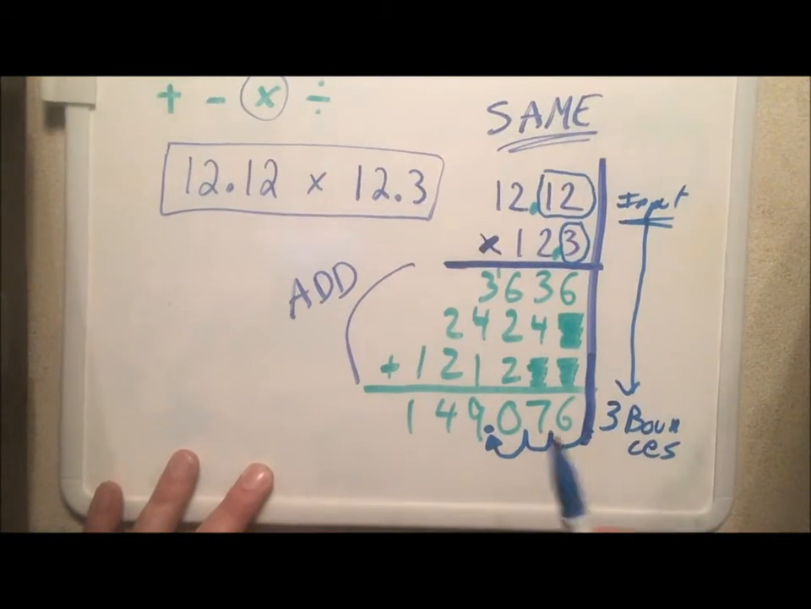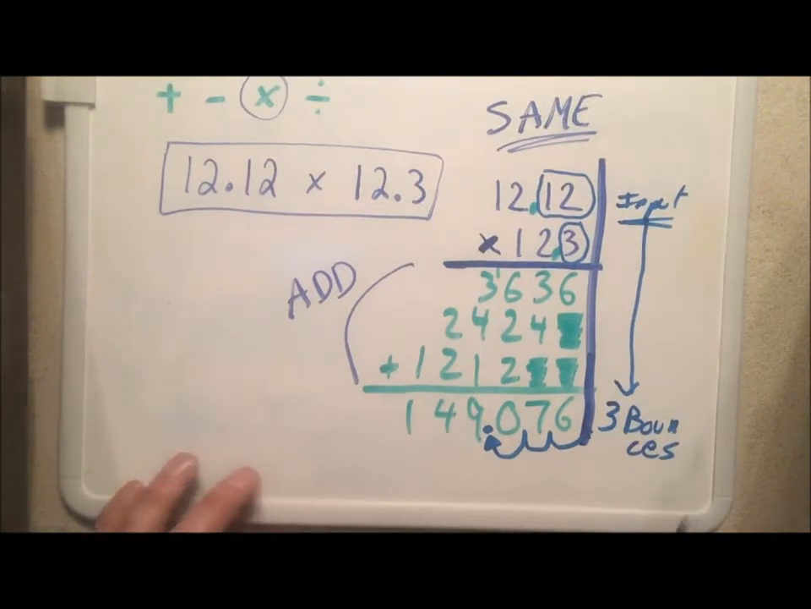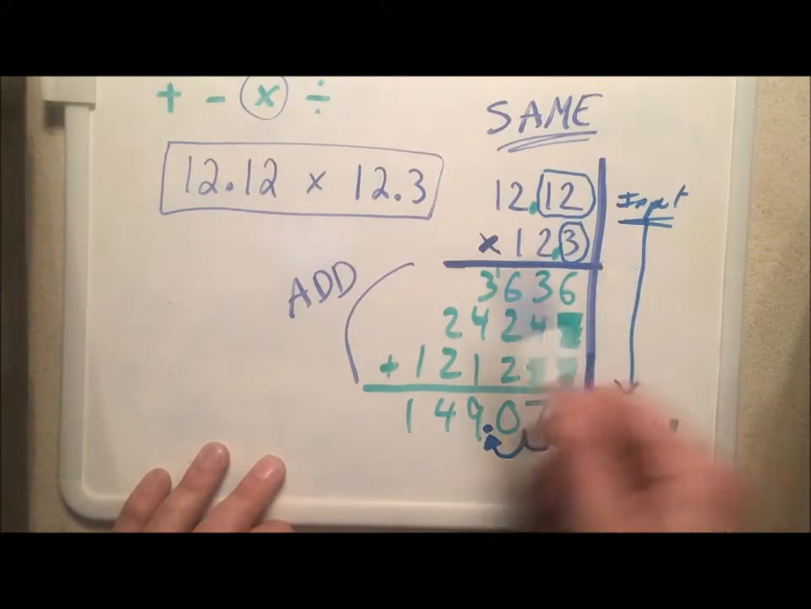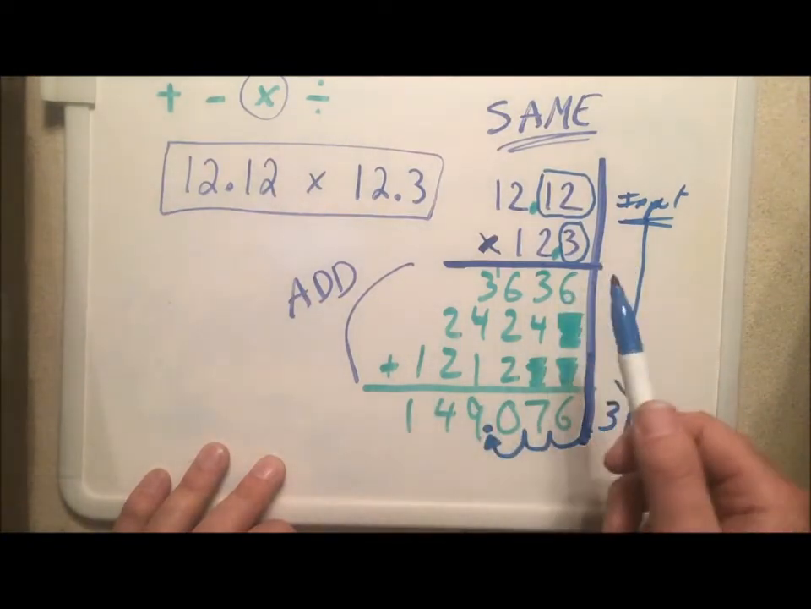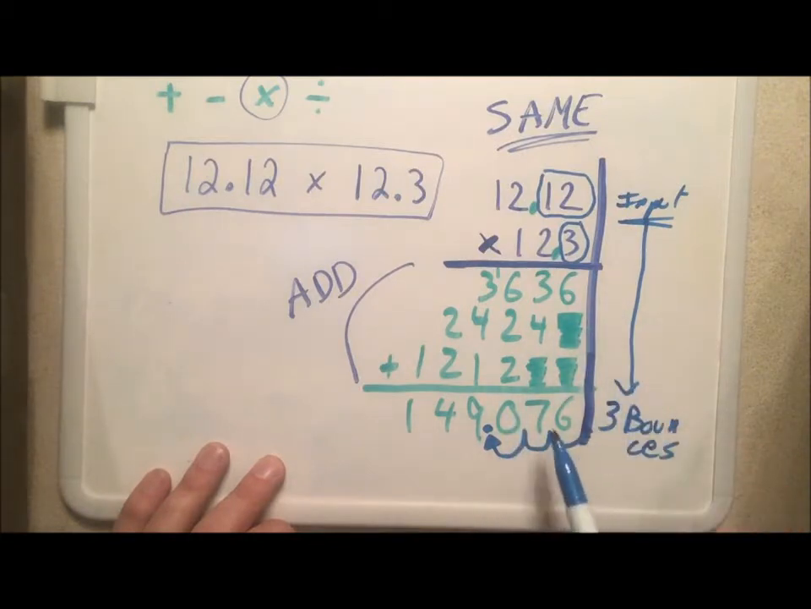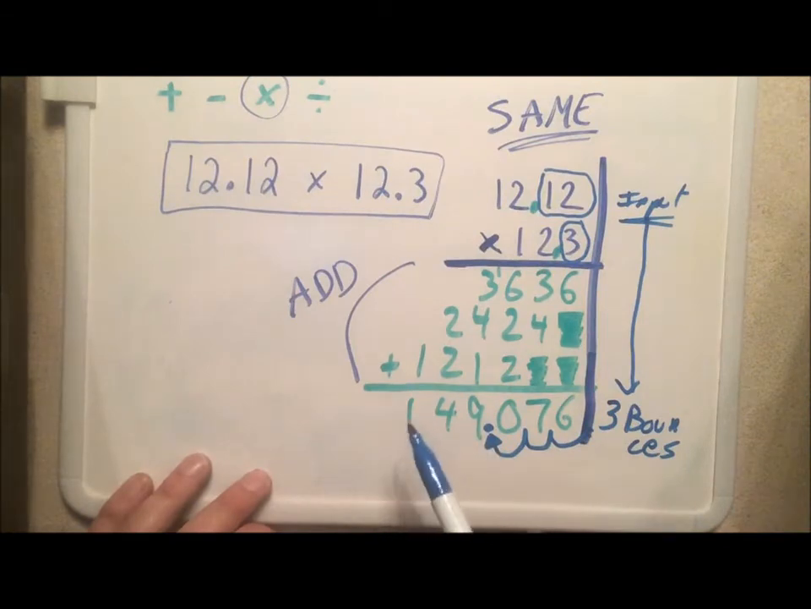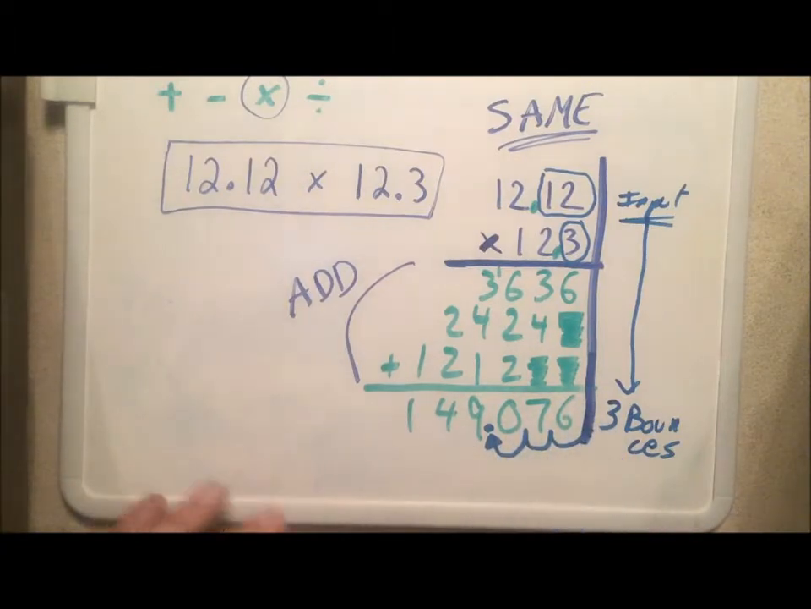So it's not like we're inventing a decimal place out of thin air. There always were 1, 2, 3 decimal spots. But in order to get all the math right, we just had to make sure that we re-included the decimal places at the very end. So there's your answer, 149.076, or 149 and 76 thousandths. And we'll get into that a little later.